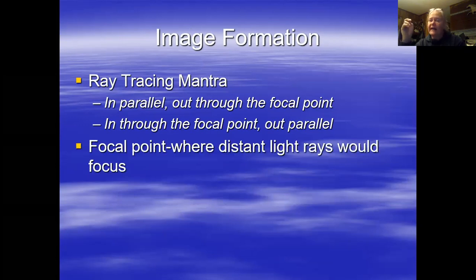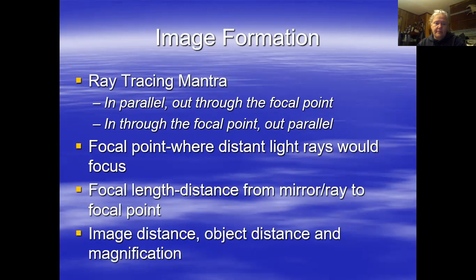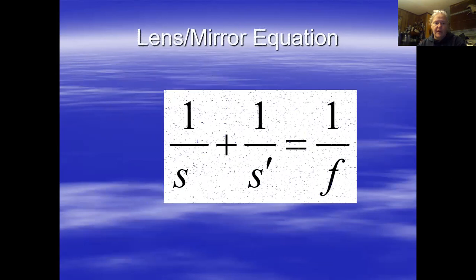The focal point is where light coming in from very far away, like the sun or a distant star, would focus. If you've ever taken a magnifying glass outside and made the light beams all come together to burn a hole in a piece of paper, that's the focal point of that lens. And then the focal length is how far the focal point is from the lens or the mirror, measured usually in centimeters. Then we need to know the image distance, the object distance, and then we'll sometimes calculate the magnification. Again, in that second video, I go through all of that.